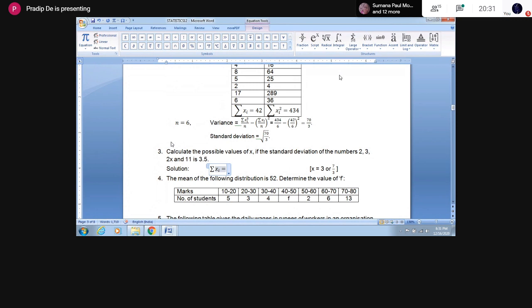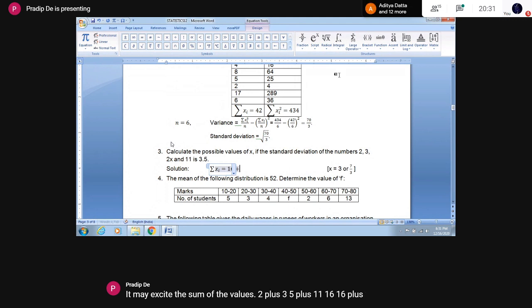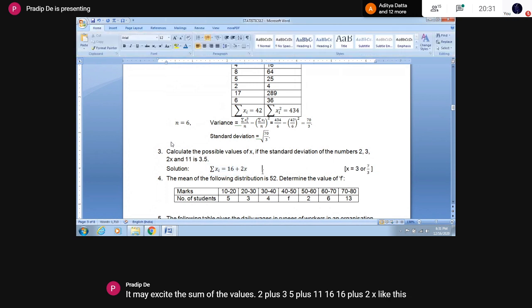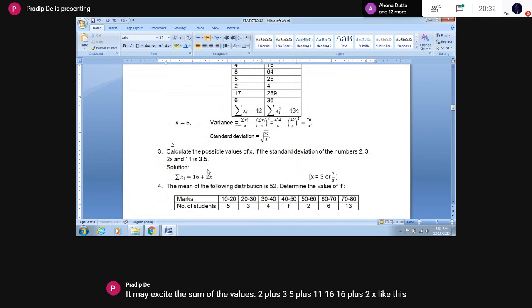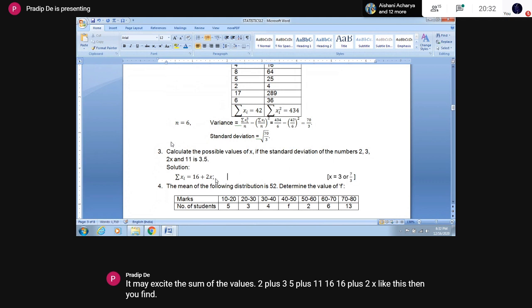Sigma xi, the sum of the values. 2 plus 3, 5 plus 11, 16, 16 plus 2x. Like this. Then you find sigma xi square.